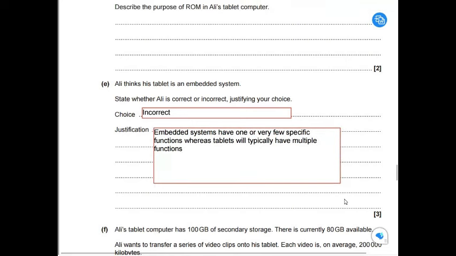You can argue that it's correct because the tablet may only be able to perform a small number of tasks and the tablet's hardware is going to be fixed. So you could argue that it's correct, but my argument would be incorrect in this case.